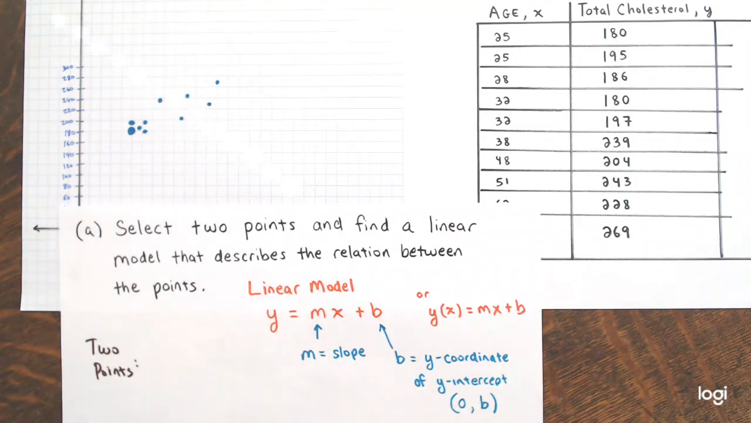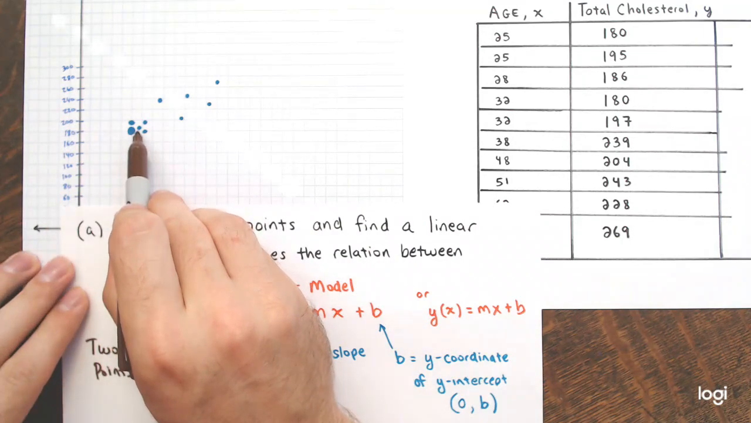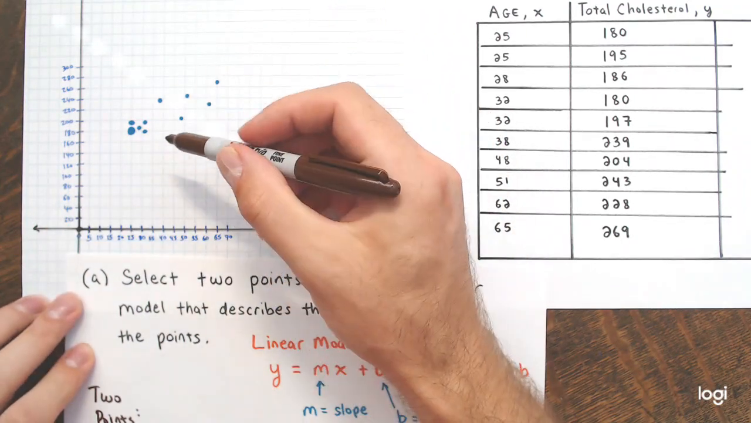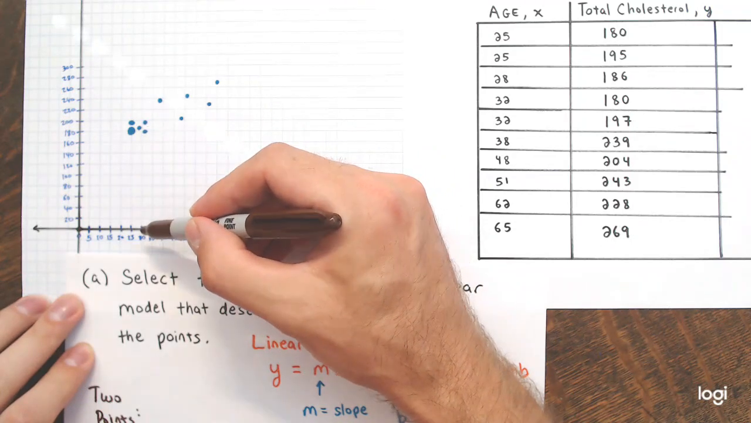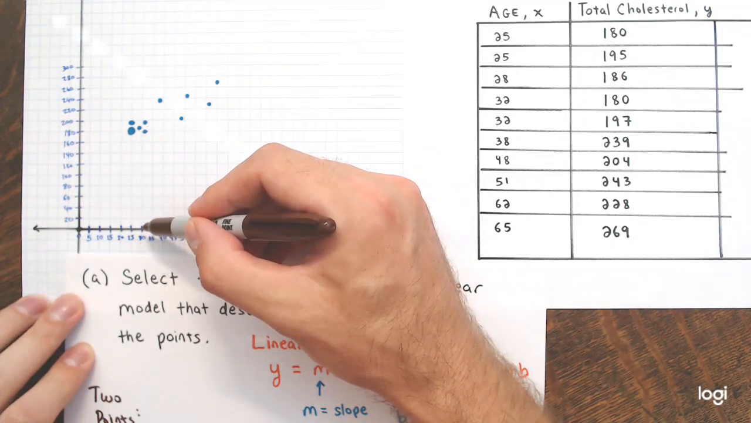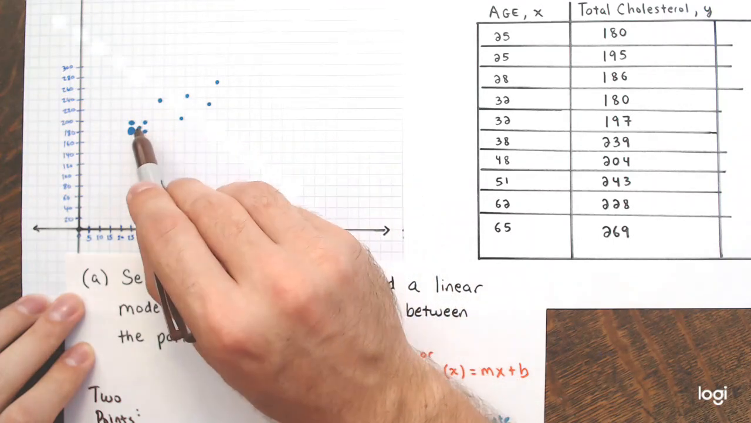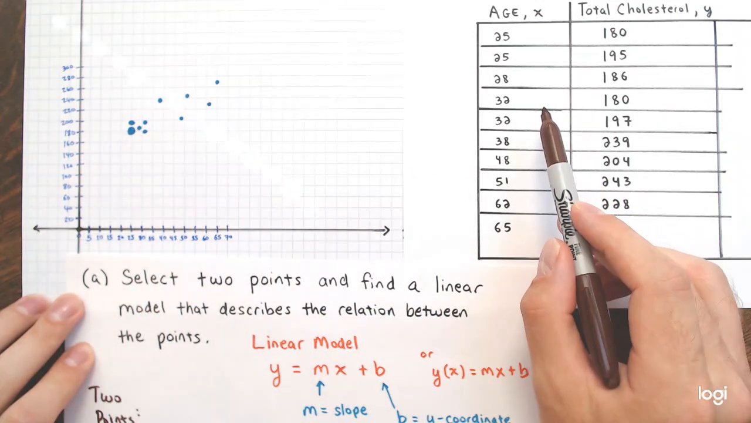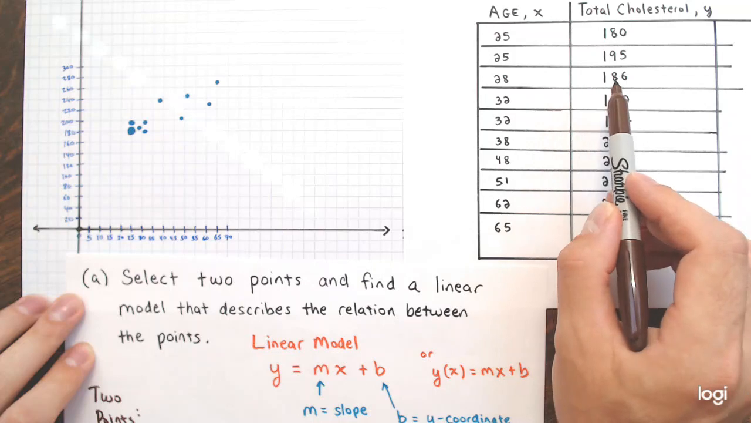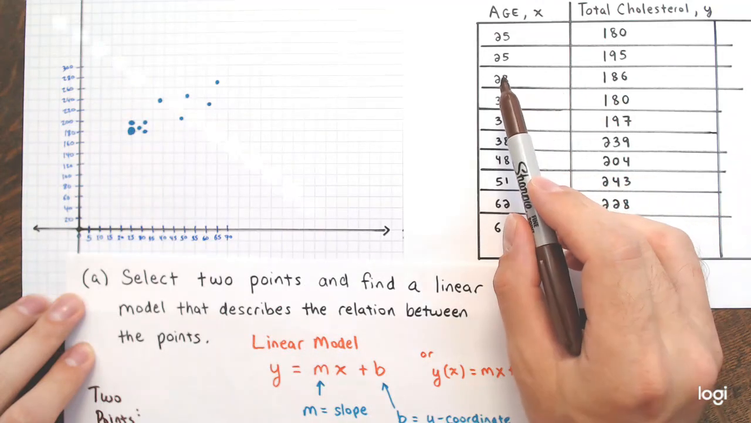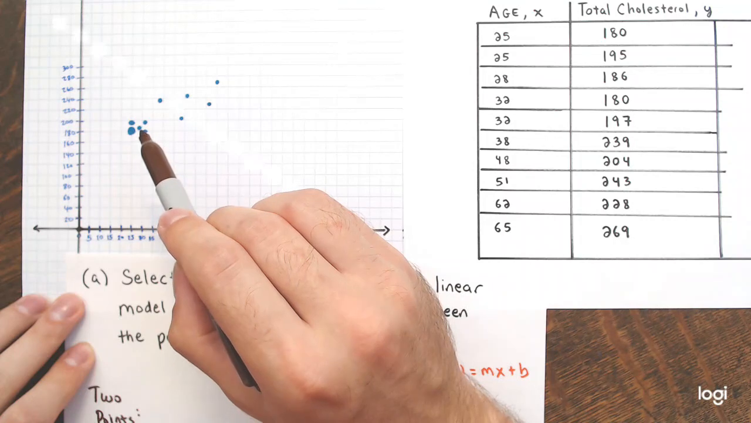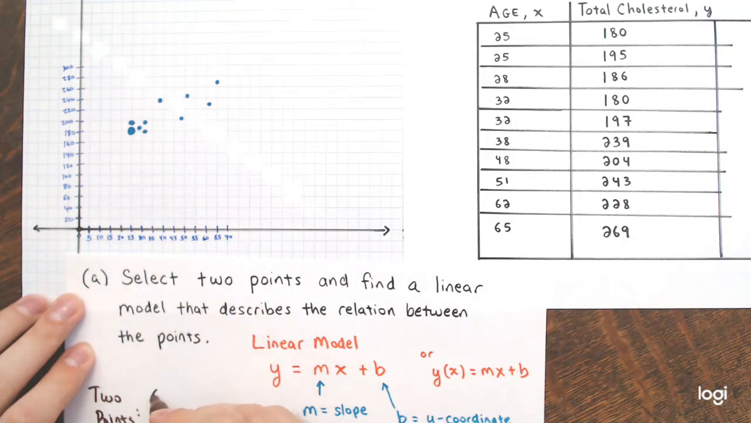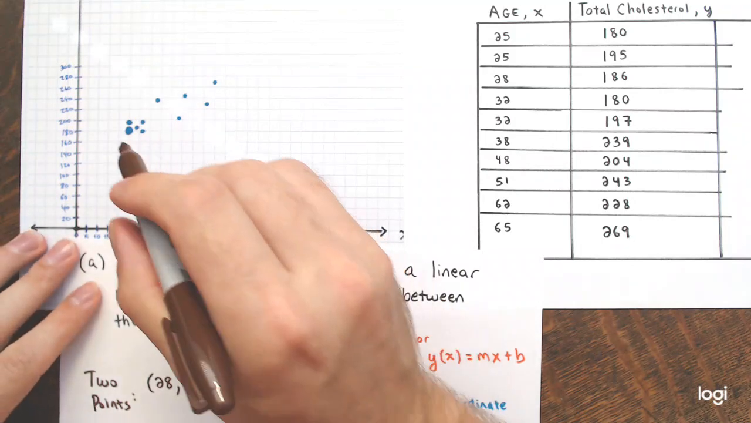The 2 points I'm going to select are this point here, which has an x-coordinate just below 30, and a y-coordinate above 180. So let's see, what point was that? That's this 28, 186 point, right here in the middle of this cluster of 5. So 28 for the x, the age, and 186 for the y, the total cholesterol.